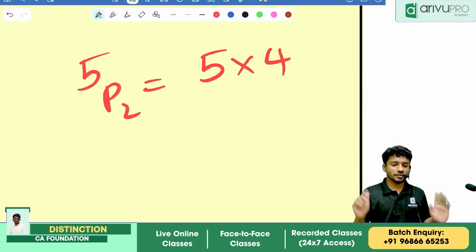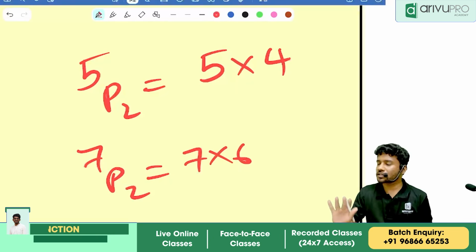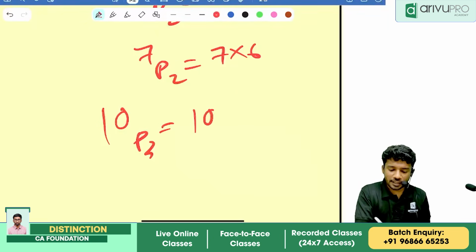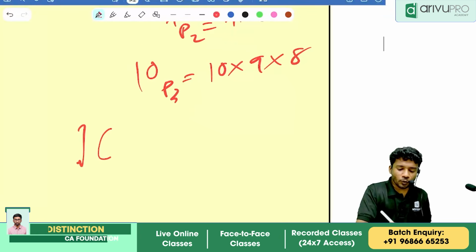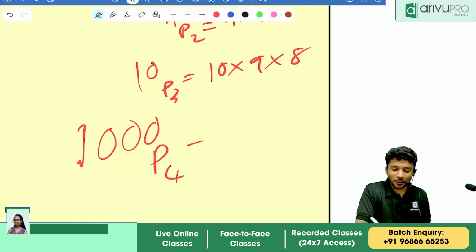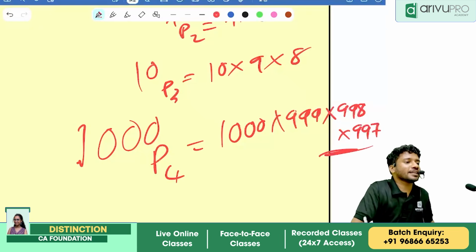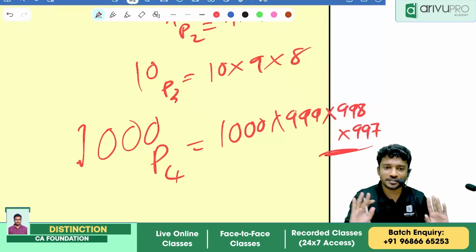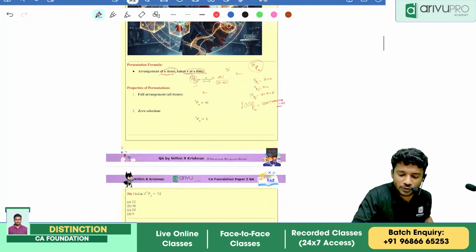Done. 7P2 is 7 into 6. Done. 10P3 is 10 into 9 into 8. Done. Then 1000P4 is 1000 into 999 into 998 into 997. That is called nPr. We will not use the formula and cancel things and all. We will use this method. Understood the method? Can I take you to some questions?